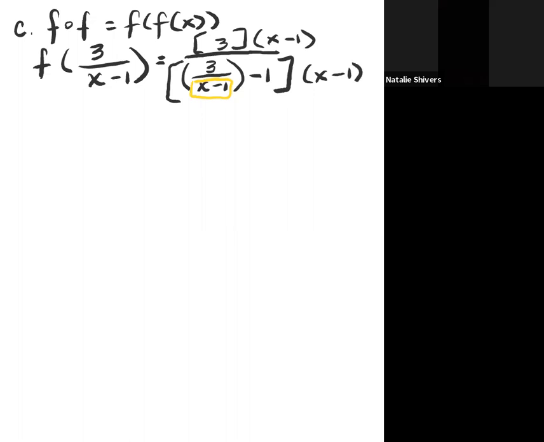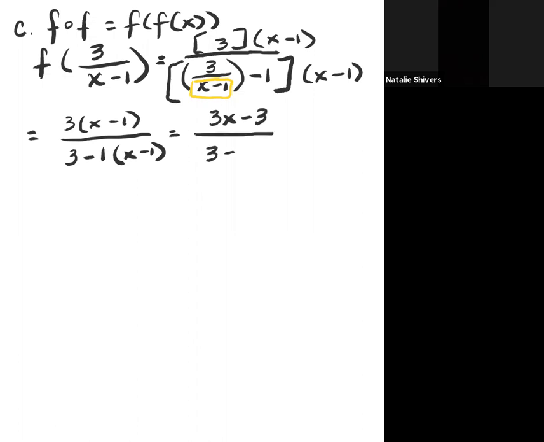Let me kind of take an extra step here that you don't have to do unless you want to. So this is 3 times x minus 1 over the bottom left turns into 3 minus 1 times x minus 1. So make sure you distribute correctly. This becomes 3x minus 3 over 3 minus x plus 1. So 3x minus 3 over, sorry, I made a mistake, over 4 minus x. Okay.